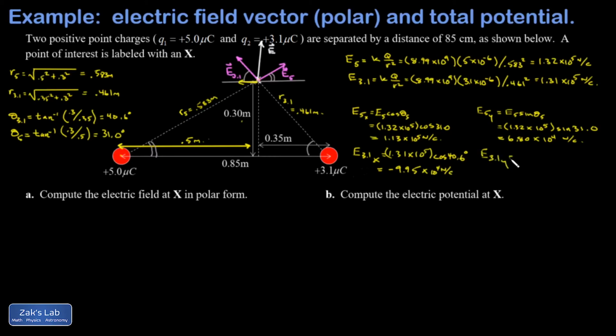Then I get the y component. That's a sine 40.6 degrees. And when I run the numbers on this, I get 8.53 times 10 to the 4th.